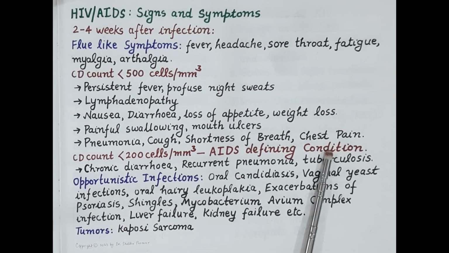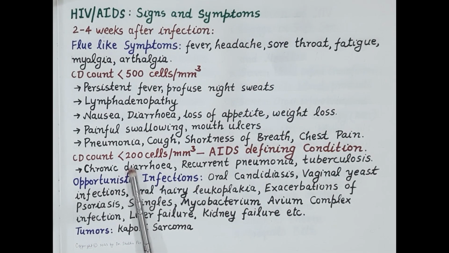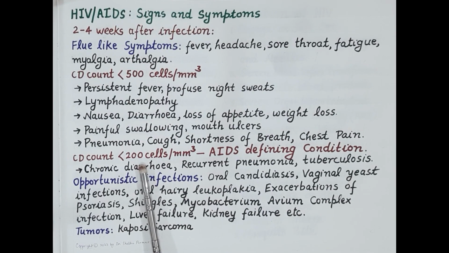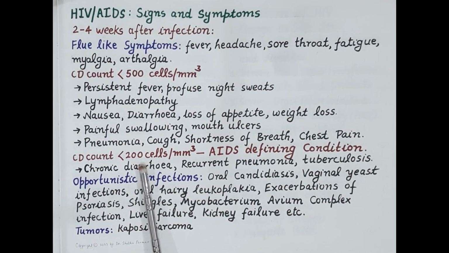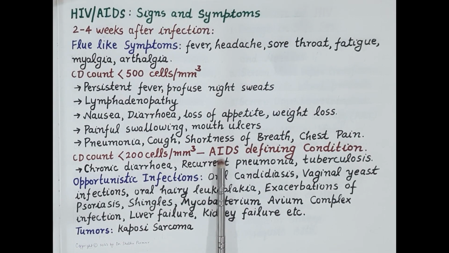Now, very important, as HIV infection further progresses rapidly, CD4 count further falls down to less than 200 cells per cubic millimeter of blood. So now the immune system becomes very weak and highly compromised. So now the illness is called AIDS, and symptoms of AIDS are also known as AIDS defining conditions. So symptoms of AIDS are chronic diarrhea, then recurrent pneumonia, tuberculosis.